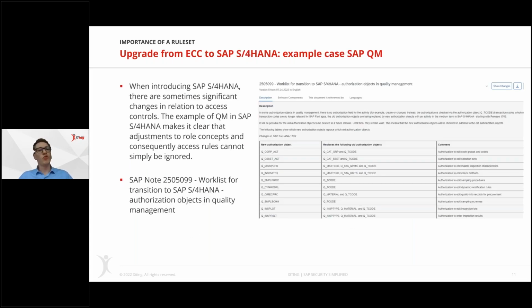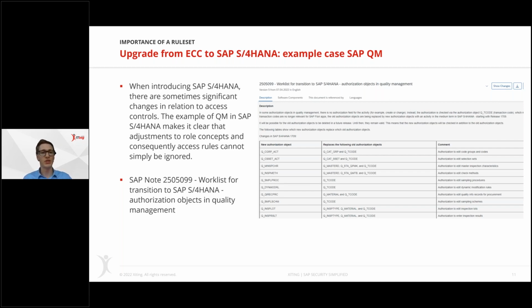So let's take an example. We're going to SAP S/4HANA. We have SAP QM. There's a SAP note out there with a work list for the transition. And as you can see on the print screen on the right-hand side, we have a bunch of new authorization objects. So what if I don't add them to the rule set? We might have critical authorizations, and we have later a good example of what it looked like in practice.